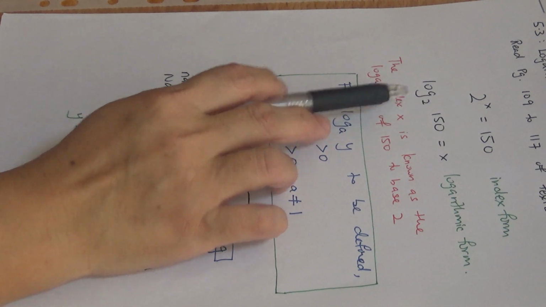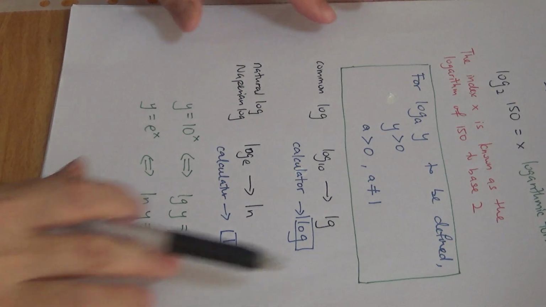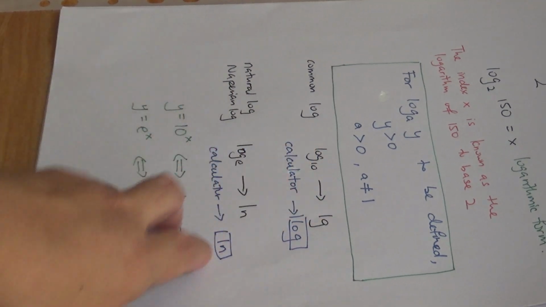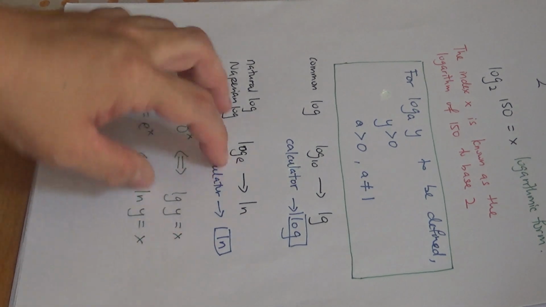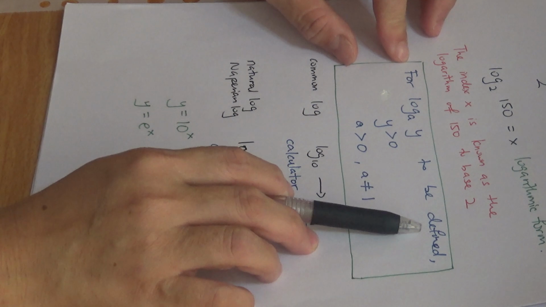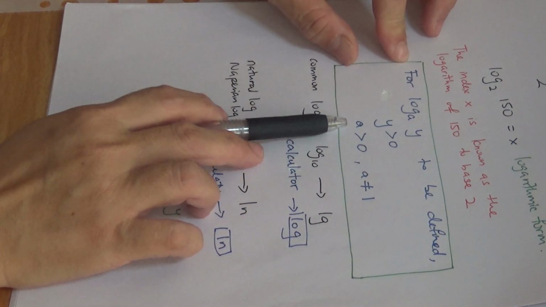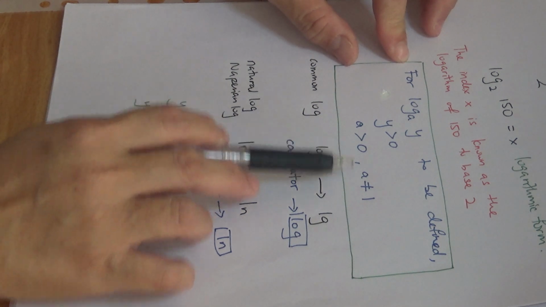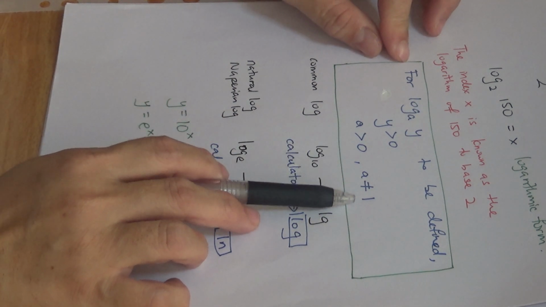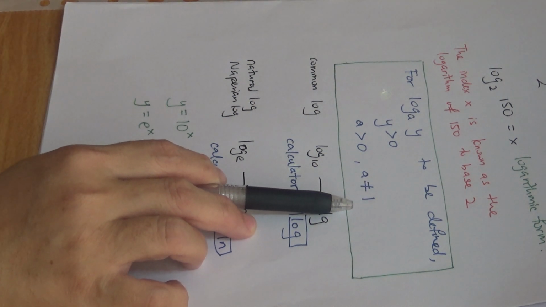Now, for a logarithm to be defined, if we want log_a y to be defined, y must be bigger than 0, the base a must be bigger than 0, and a must not be equal to 1. You can find this on page 110 of your textbook.